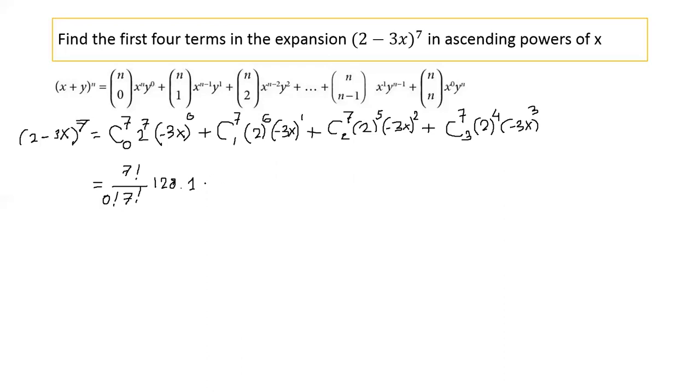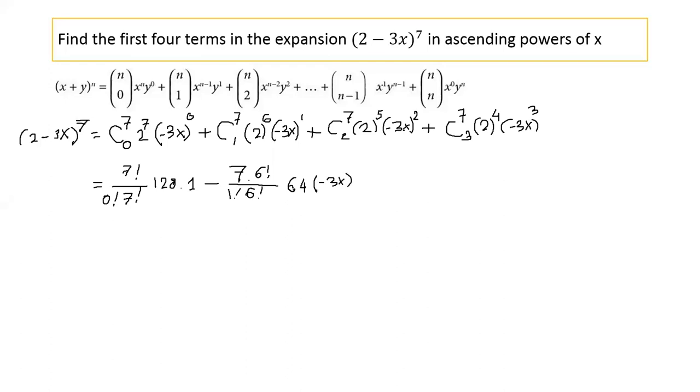After the first term the sign is negative, and combination 7, 1 equals 7 factorial over 1 factorial times 7 minus 1, which is 6 factorial. So 7, times 2 to the power 6 equals 64, times negative 3x, because negative 3x to the power 1 equals negative 3x.